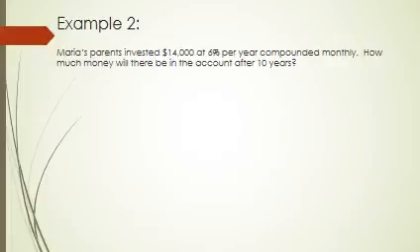So example 2, it says Maria's parents invested $14,000 at 6% per year compounded monthly. How much money will there be in the account after 10 years? So let's go ahead and write down our formula. A equals P times (1 plus R divided by N) raised to the N times T.